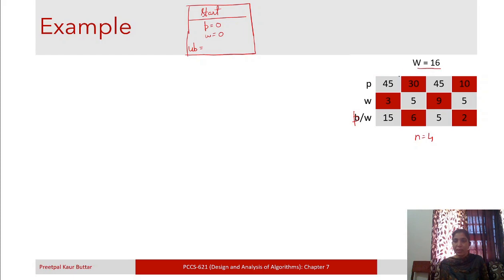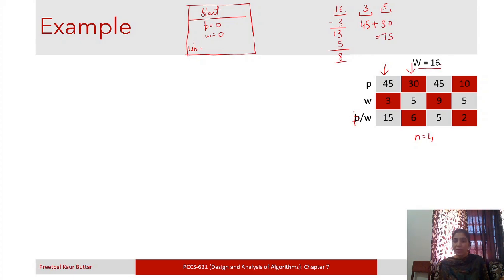The upper bound is calculated by looking at the items one by one. Let us look at the first item. The first item's weight is 3, and the capacity of the knapsack is 16. So we can pick the whole first item. If we pick the whole first item, then the profit which we earn will be 45 and the remaining weight is 13. Now let us move to the next item. The next item's weight is 5 and the profit is 30. Weight is 5 and the knapsack capacity is 13, so we can pick it. If we pick it, the remaining weight will be 8 and the total profit will now be 75.